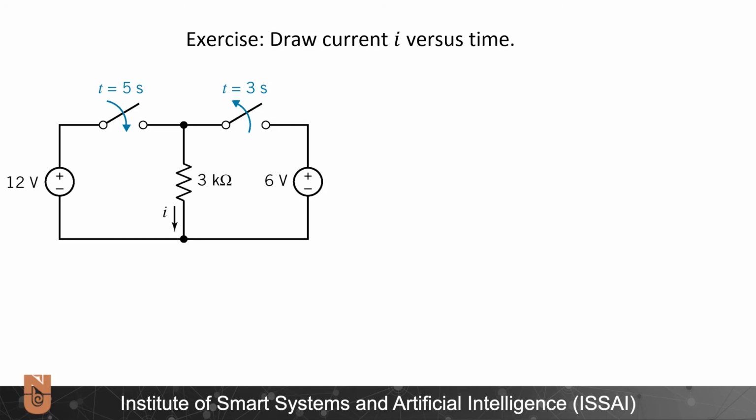Let us draw the equivalent circuit for t is less than 3 seconds. When t is less than 3 seconds, the left side will be an open circuit, right side will be a closed circuit. Equivalent circuit will become something like this. And accordingly, I will be equal to 6 volts divided by 3 kilo ohms, which is 2 milliamperes.